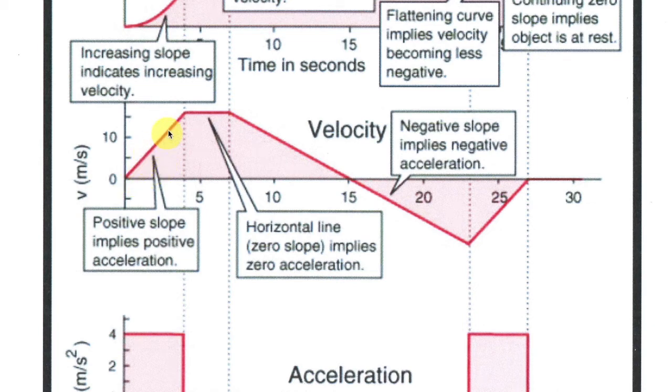So here you can see that it's increasing. All right, so you can tell there that the acceleration of the object is increasing. Through this section, it's decreasing, so therefore the acceleration of the object is decreasing, and here we are increasing.